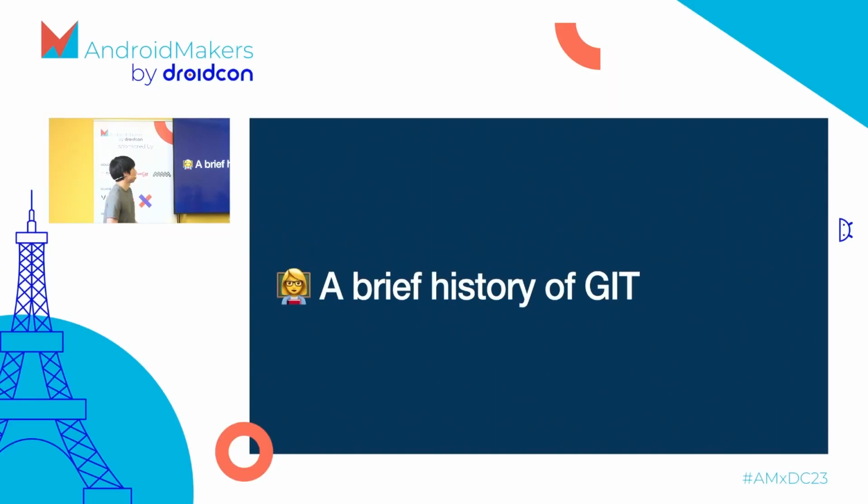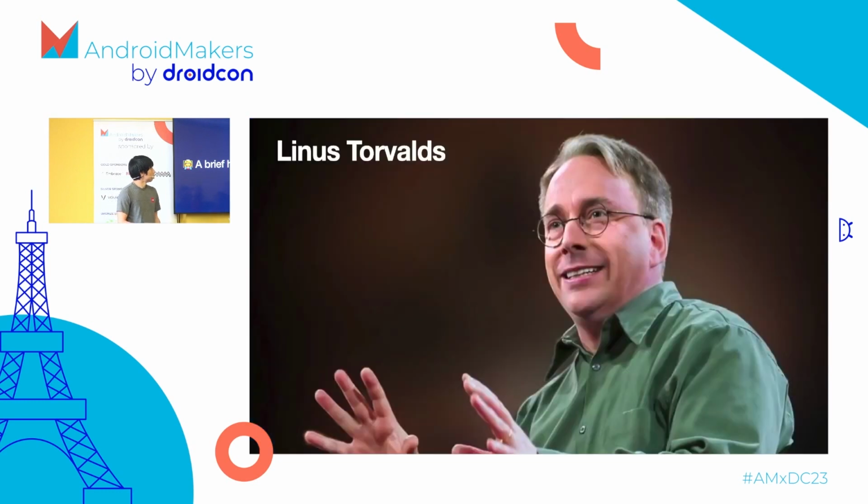So, a brief history of Git. Do you know this guy, Linus Torvalds? He's the guy that created Linux. Amazing idea to give the name Linux. So in 2005, he was working on the operating system Linux, and he didn't like the version control at the time so much. So what do you do in this case, if you don't like the version control? Just create a new one. So he created Git.